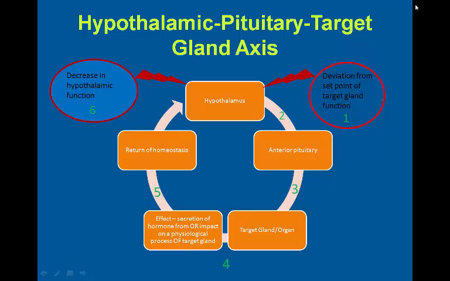So this should look familiar to you, because all the way from deviation from the set point to the very end, the decrease in hypothalamic function, all of this is part of the process called negative feedback, which is the way the secretion of many hormones is controlled.